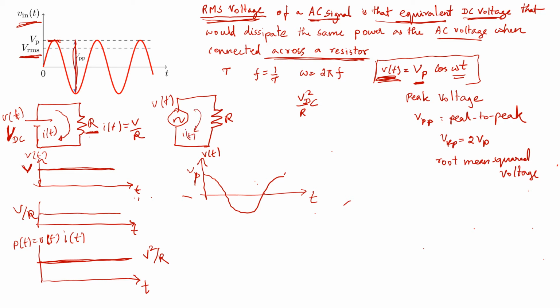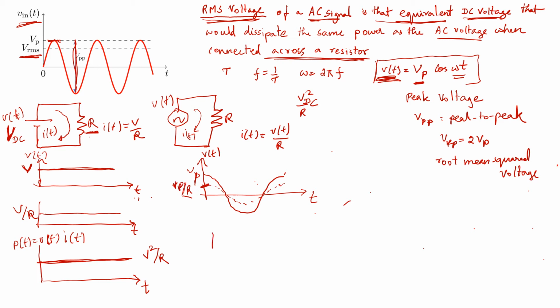At any instant of time t, the current I of t is going to be V of t over R by Ohm's law. So perhaps if you want to sketch it on the same graph, maybe the current I of t looks like this. This value over here is going to be simply Vp, the peak voltage, over the resistance R, and that is going to be the maximum value of the current.